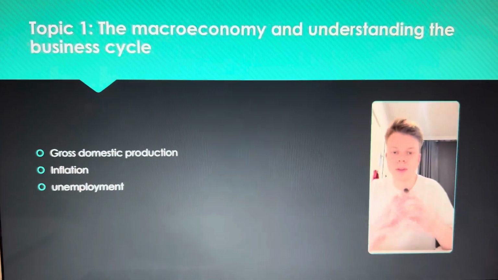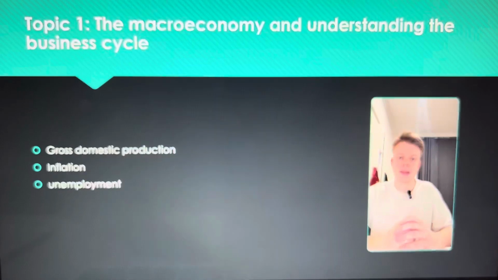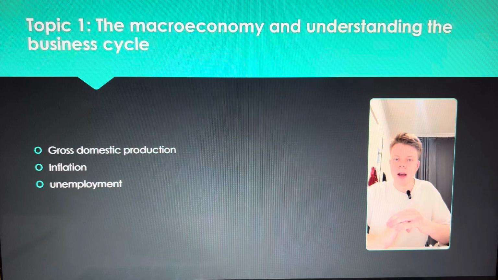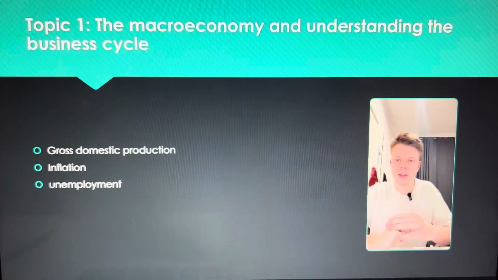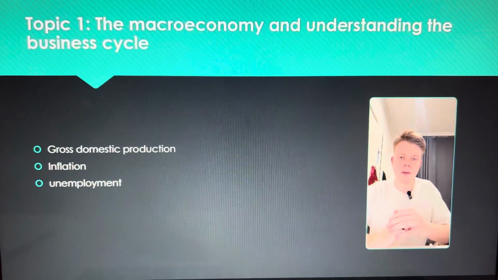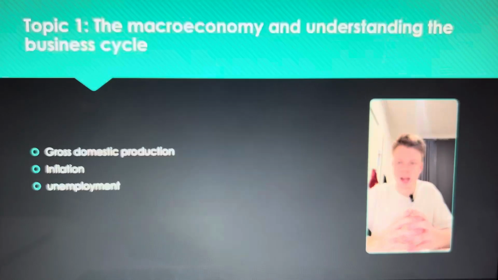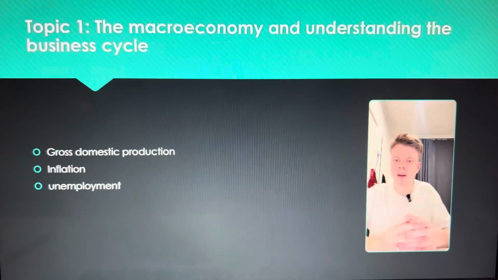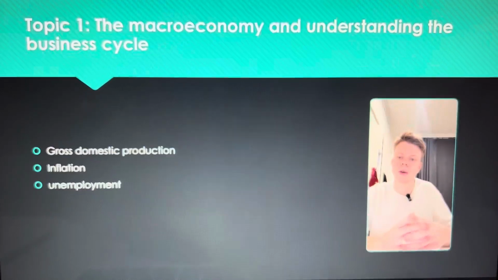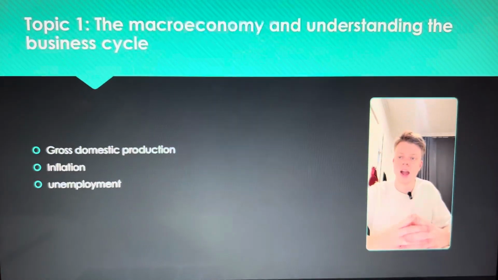Okay, so on to topic number one. In this topic, we're talking about the macroeconomy and the business cycle. We'll be covering things such as GDP, inflation, and unemployment. Starting off with GDP, this stands for Gross Domestic Product, and this basically measures the total value of goods and services produced over a specific time period. It's a primary indicator of economic health. And in Australia, the GDP growth forecast for 2025 has been adjusted to 1.8%, reflecting a modest pace of economic expansion.